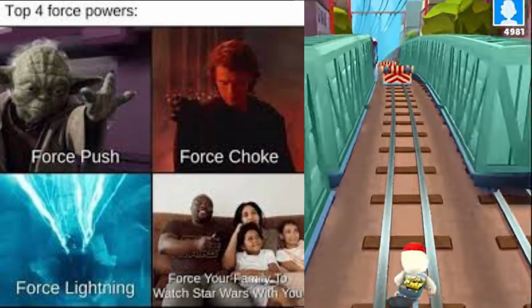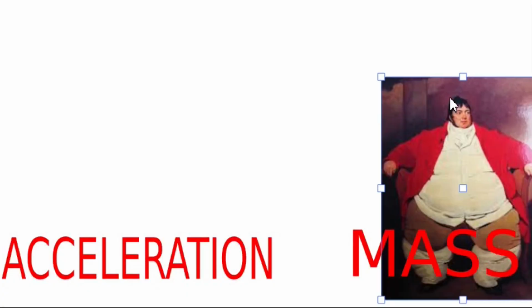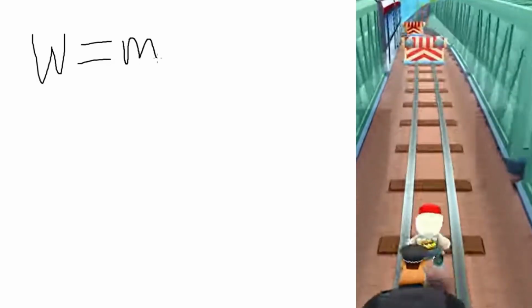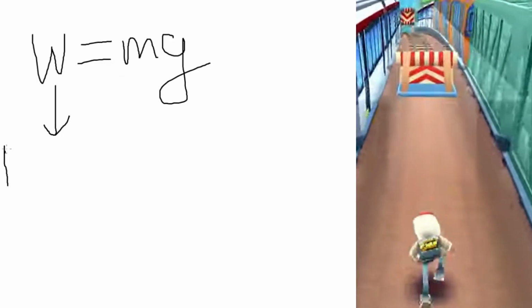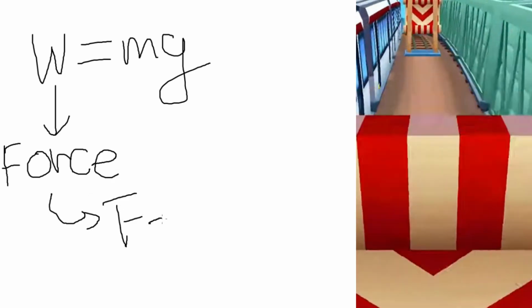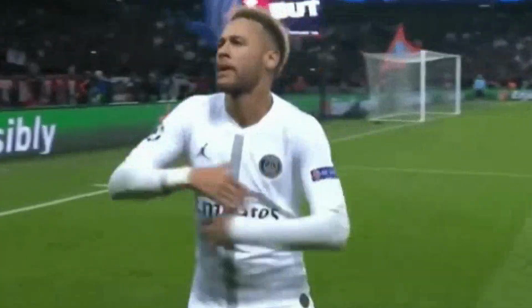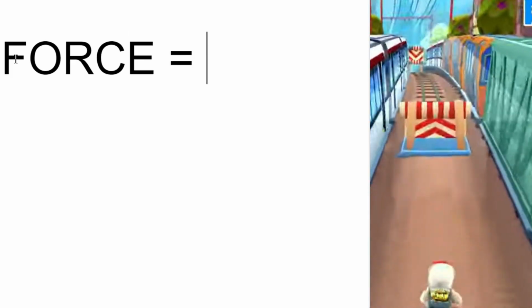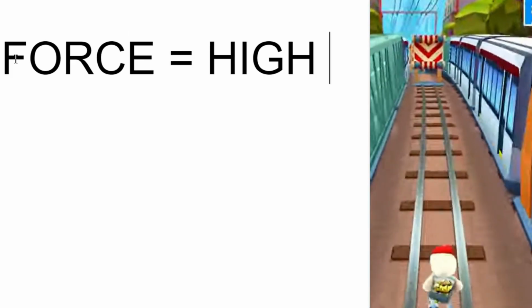Newton's second law deals with force and how things like mass and acceleration affect the strength of that force. As mass increases, the force also increases. Why? We know that weight equals mg, and weight is a type of force. So we can write this as F = mg. And as mass is higher, the force that will be calculated will also be higher.